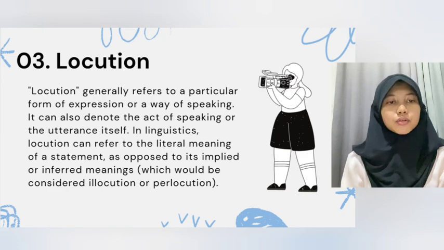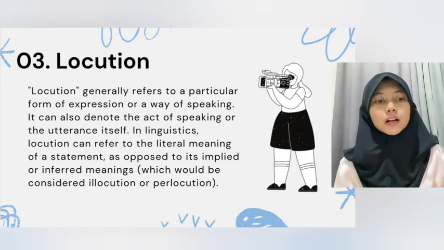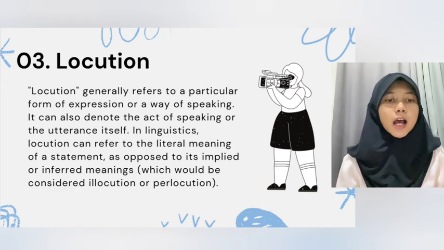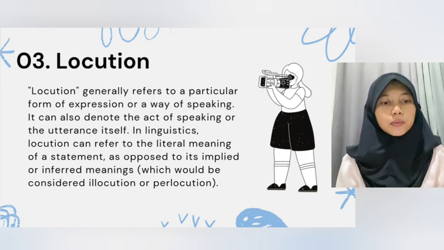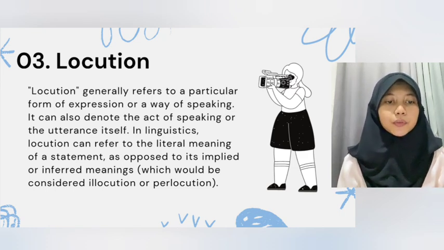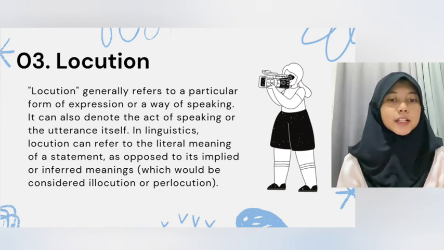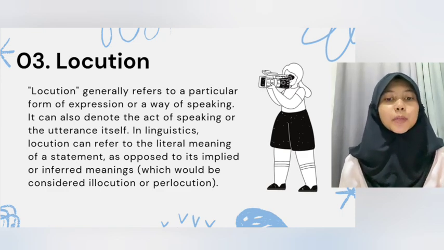3. Locution. Locution generally refers to a particular form of expression or a way of speaking. It can also denote the act of speaking or the utterance itself. In linguistics, locution can refer to the literal meaning of a statement, as opposed to its implied or inferred meanings, which would be considered illocution or perlocution.